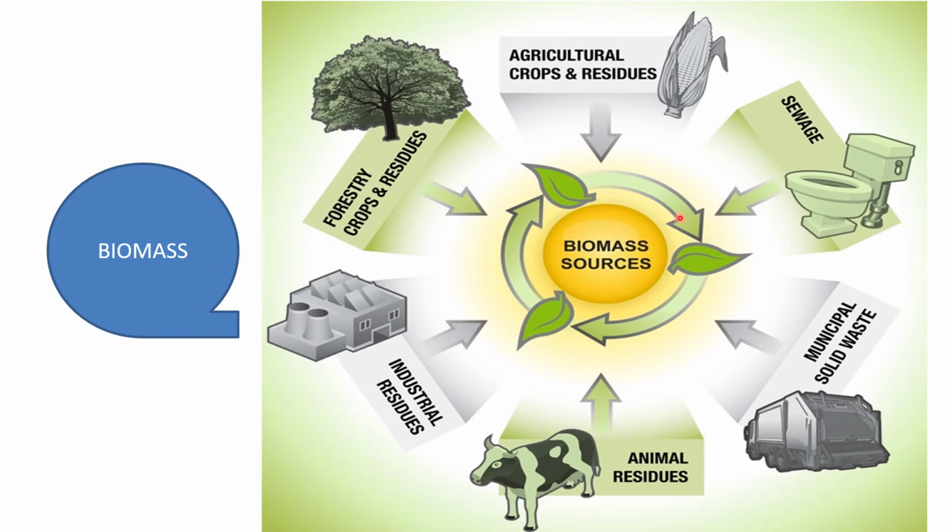Now biomass, as you can see, these are all the sources of biomass. ये सबको हम बोलते हैं biomass. So animal residue, industrial से कुछ भी sewage waste आता है, forest का crops या कुछ residue आता है, agricultural residue होता है, sewage होता है, municipal solid waste होता है, और आपके vegetable peels होते हैं, organic waste होता है. So all this together we call it as a biomass.